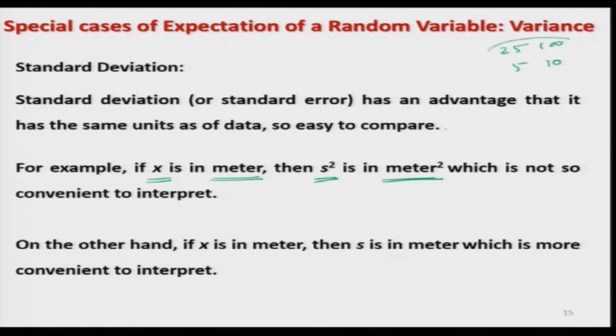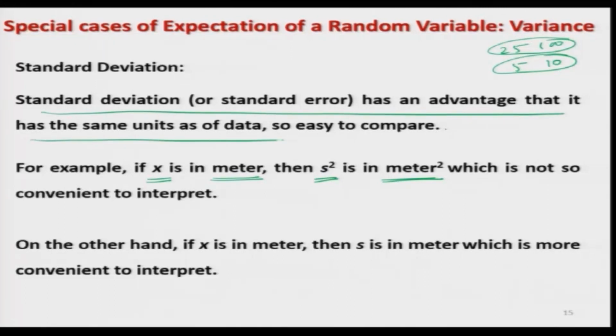If you try to compare 25 and 100, it looks like the difference between the two values is very high, 75 units, but if you try to compare 5 and 10, it appears that the difference here is only 5 units. So, when you are trying to measure the random variable in certain units, many applied workers prefer to measure the variance also in the same units. So, the standard deviation or standard error has an advantage that it has the same unit as the data.